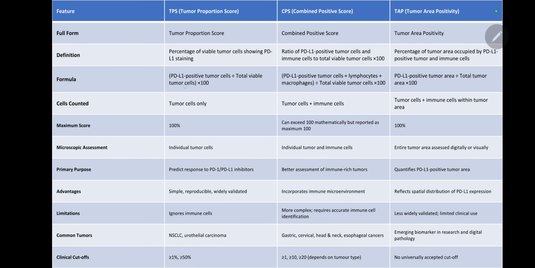TPS score means the tumor proportional score. So how many tumor cells show PD-L1 positivity among the total viable tumor cells. The cutoff is 1% and 50%, used in non-small cell lung cancer. Previously this was used for urothelial cancer also, but now it is obsolete for urothelial cancer.